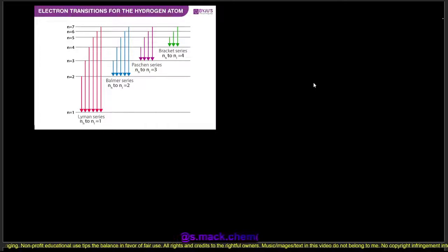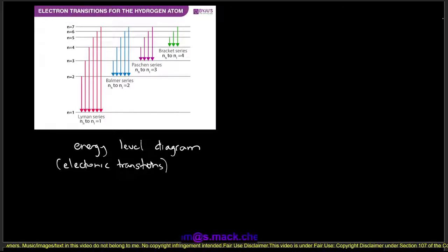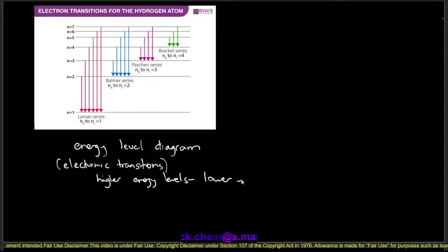From this emission spectra, we are able to draw this energy level diagram. And the energy level diagram shows electronic transitions, right, within the hydrogen atom. So what we are seeing on the screen is electron transitions from higher energy levels to a lower energy level.